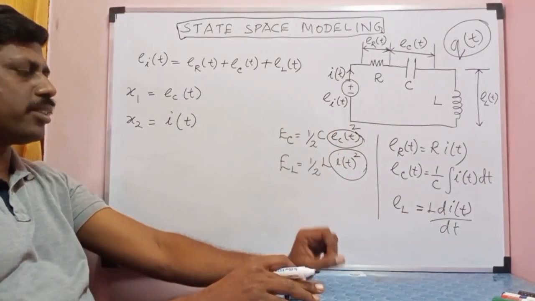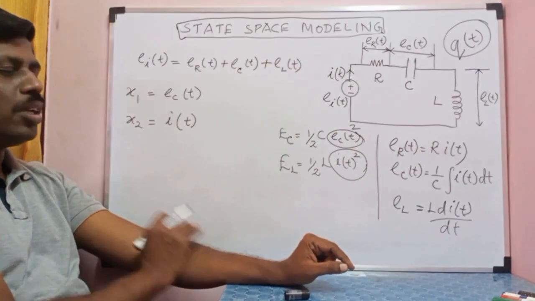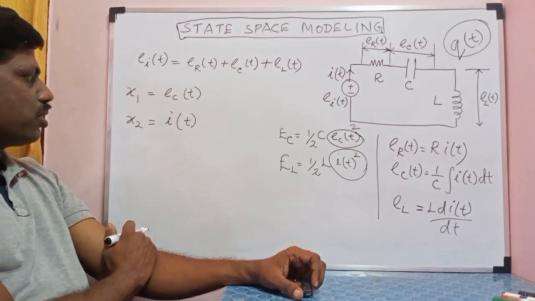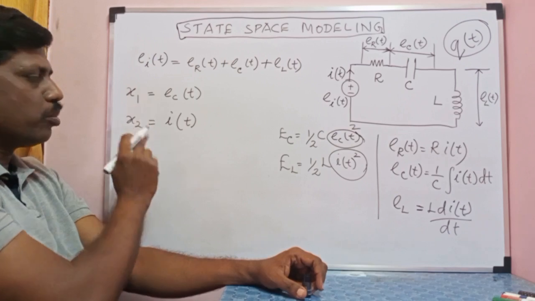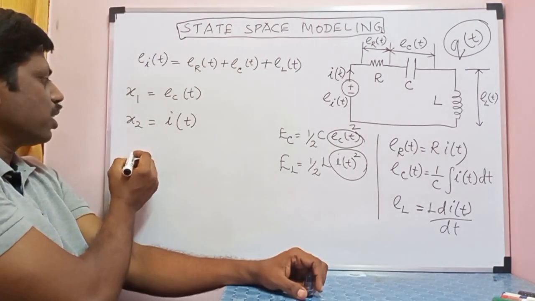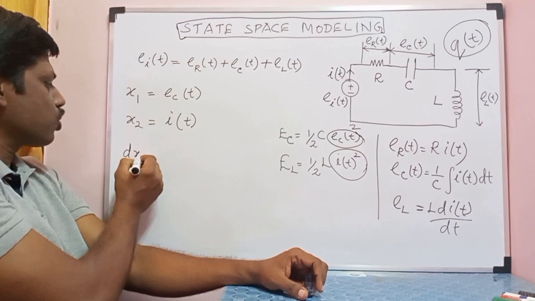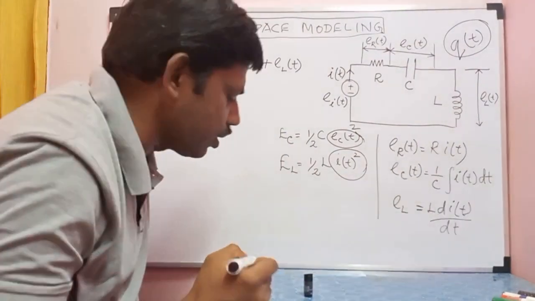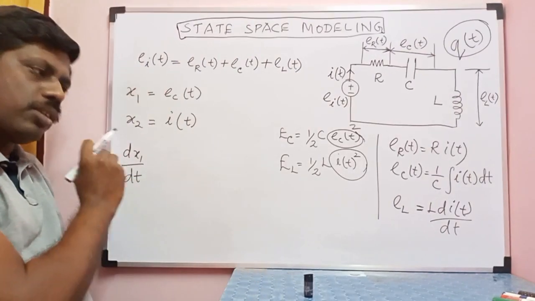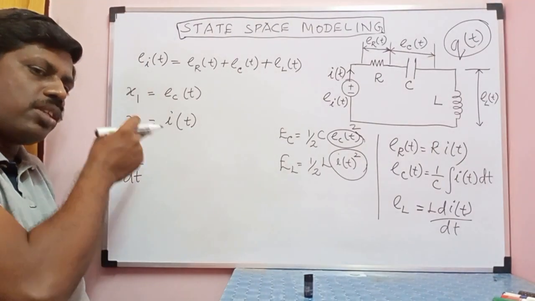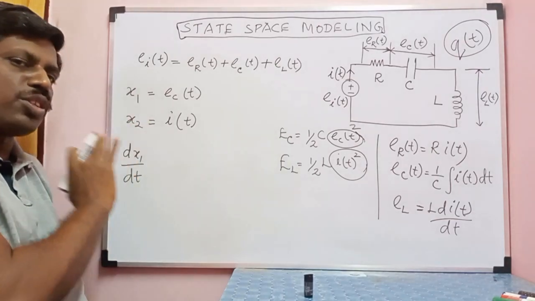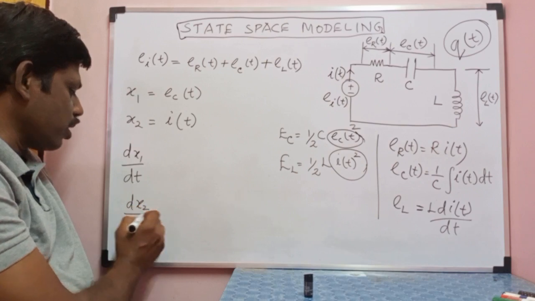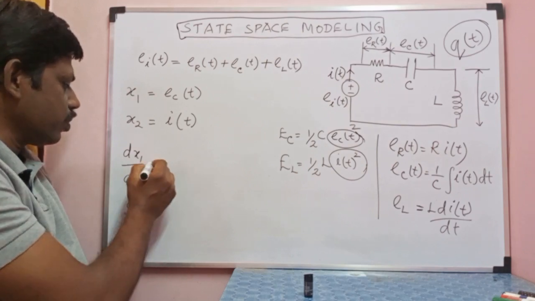For any electrical system, you can use it as a basic principle. So now I have to write the state equations. Therefore there will be two state equations. We all know that the state equations are the equations which describe how these state variables vary with respect to time.